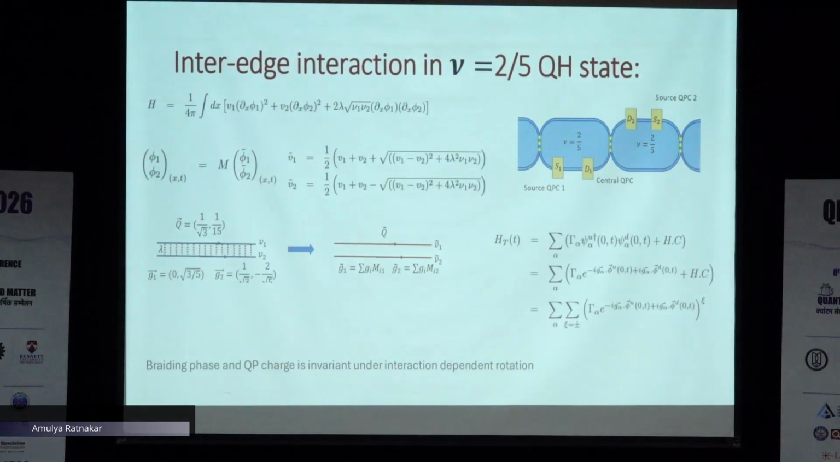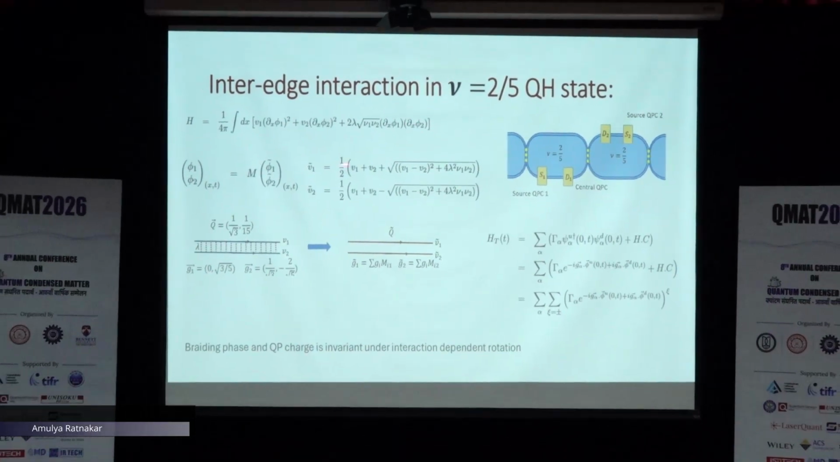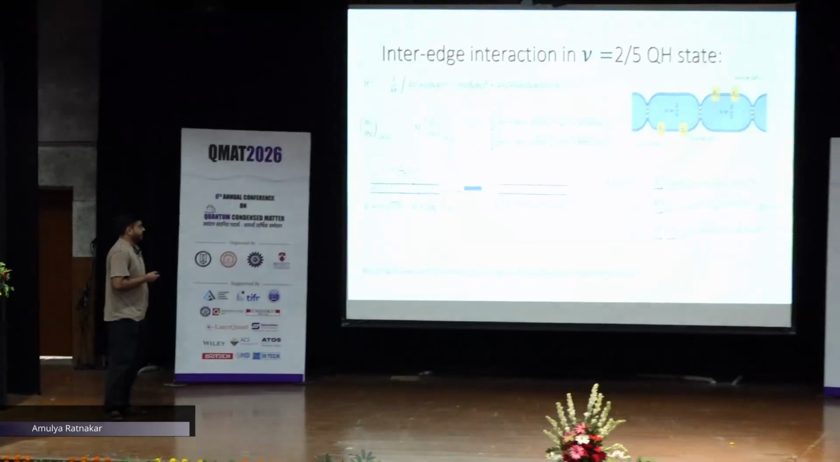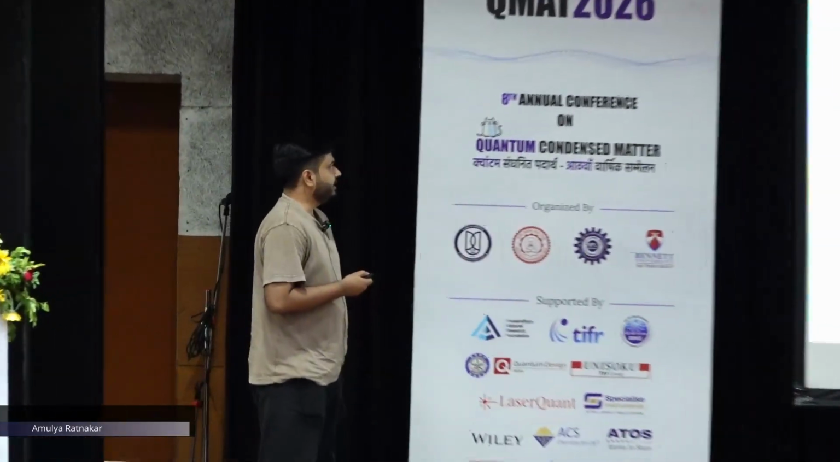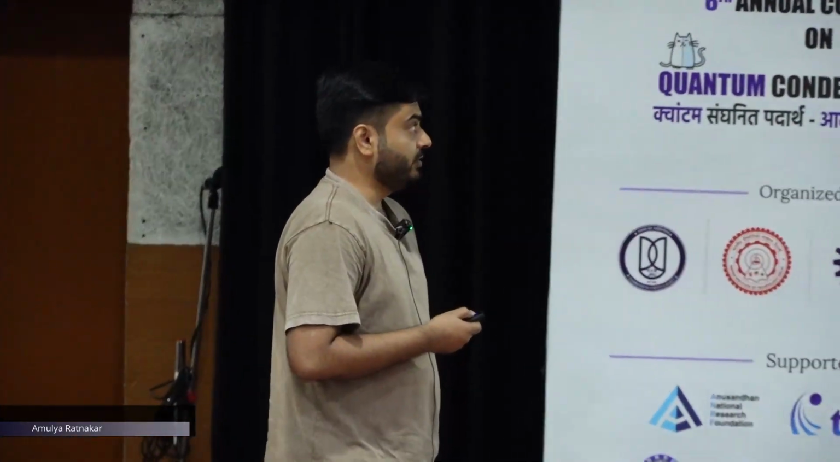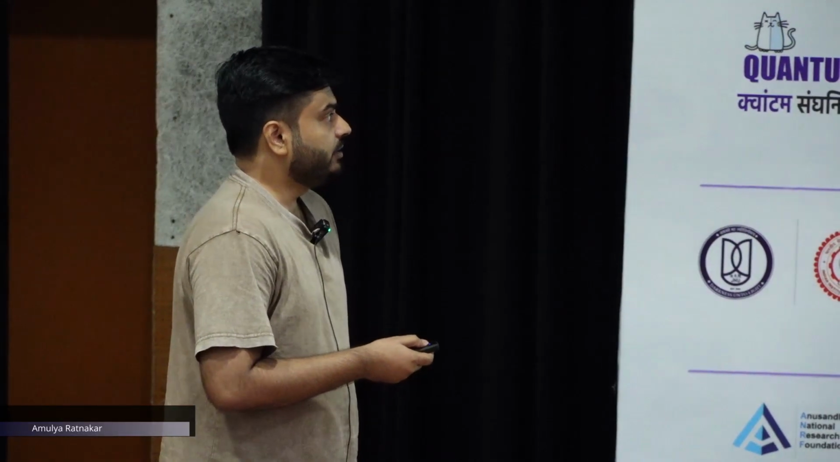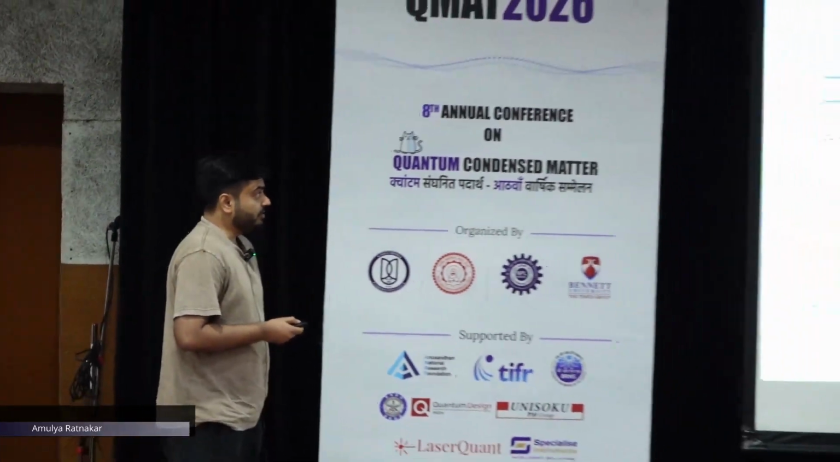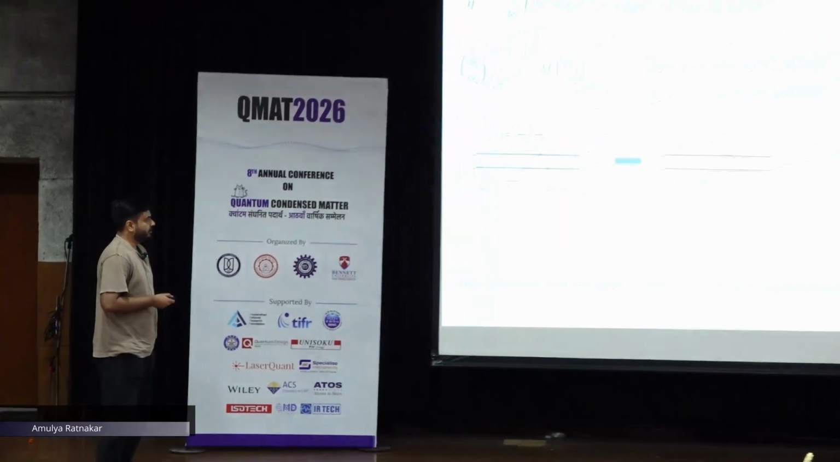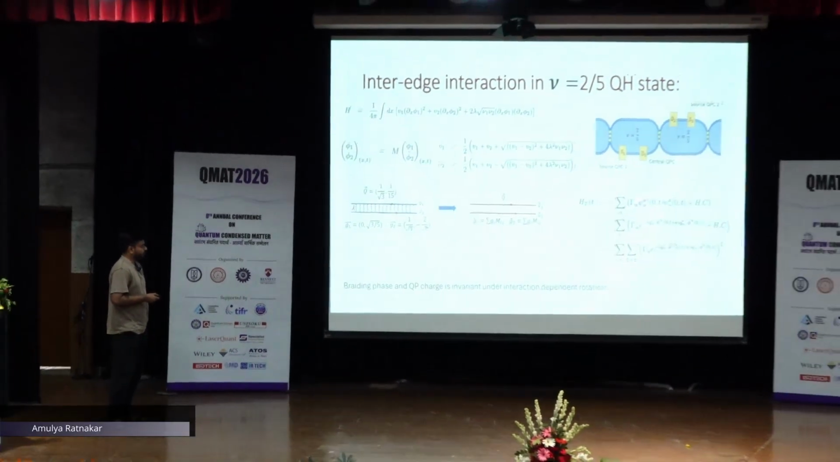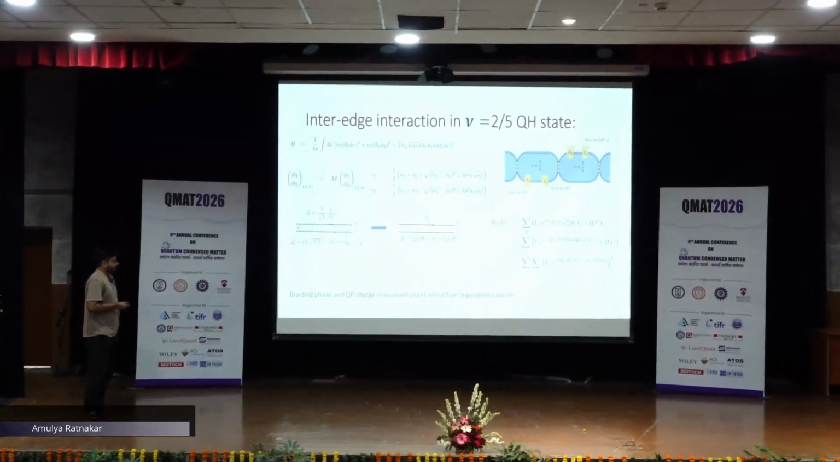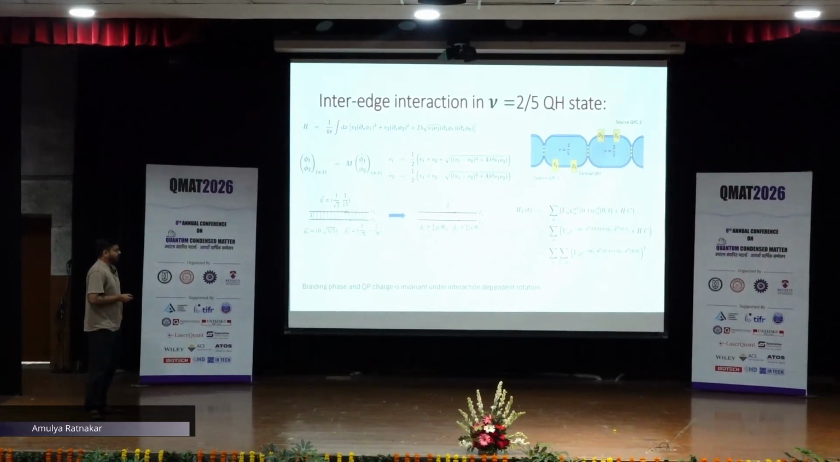Okay, so now we can write the interacting edge Hamiltonian in terms of the bosonic field, which is given by this, where lambda is the interaction strength. And if we diagonalize the Hamiltonian, then what we get are the normalized velocities along the edge modes, and at the central QPC we have the tunneling Hamiltonian, where gamma is the tunneling strength corresponding to the alpha type of anion.